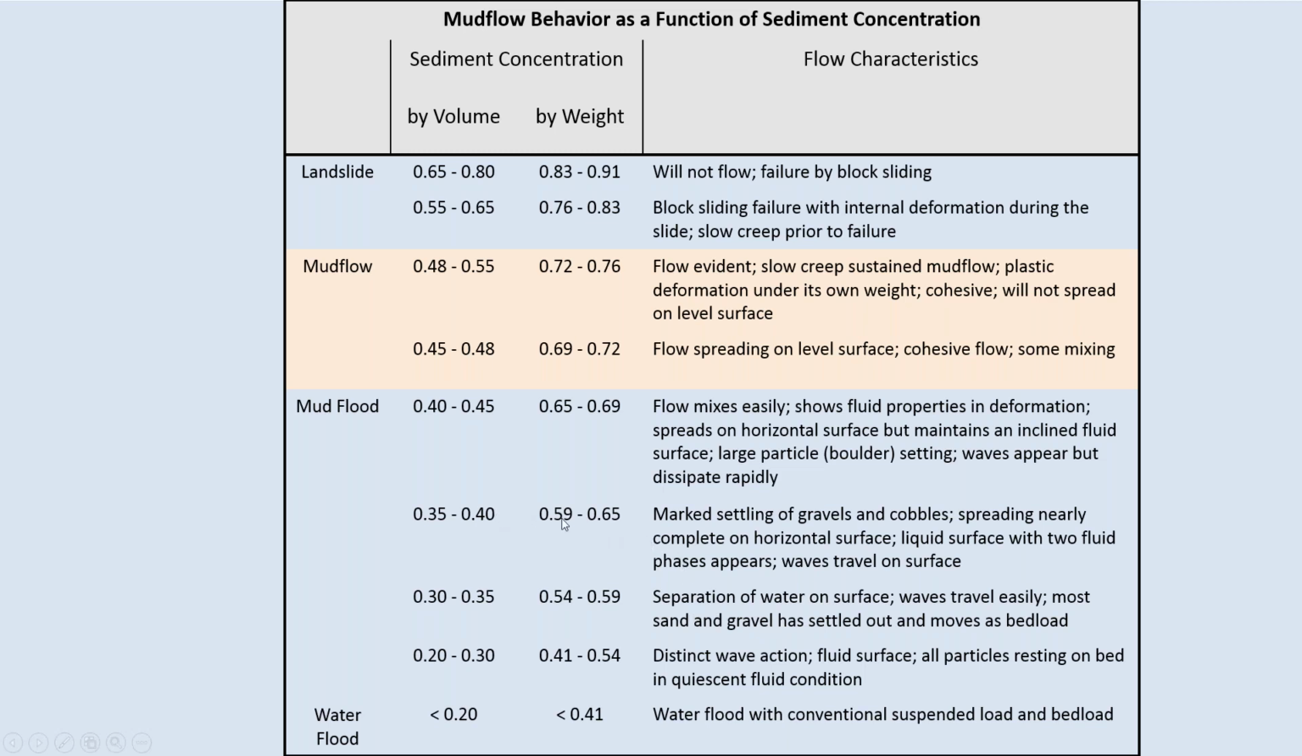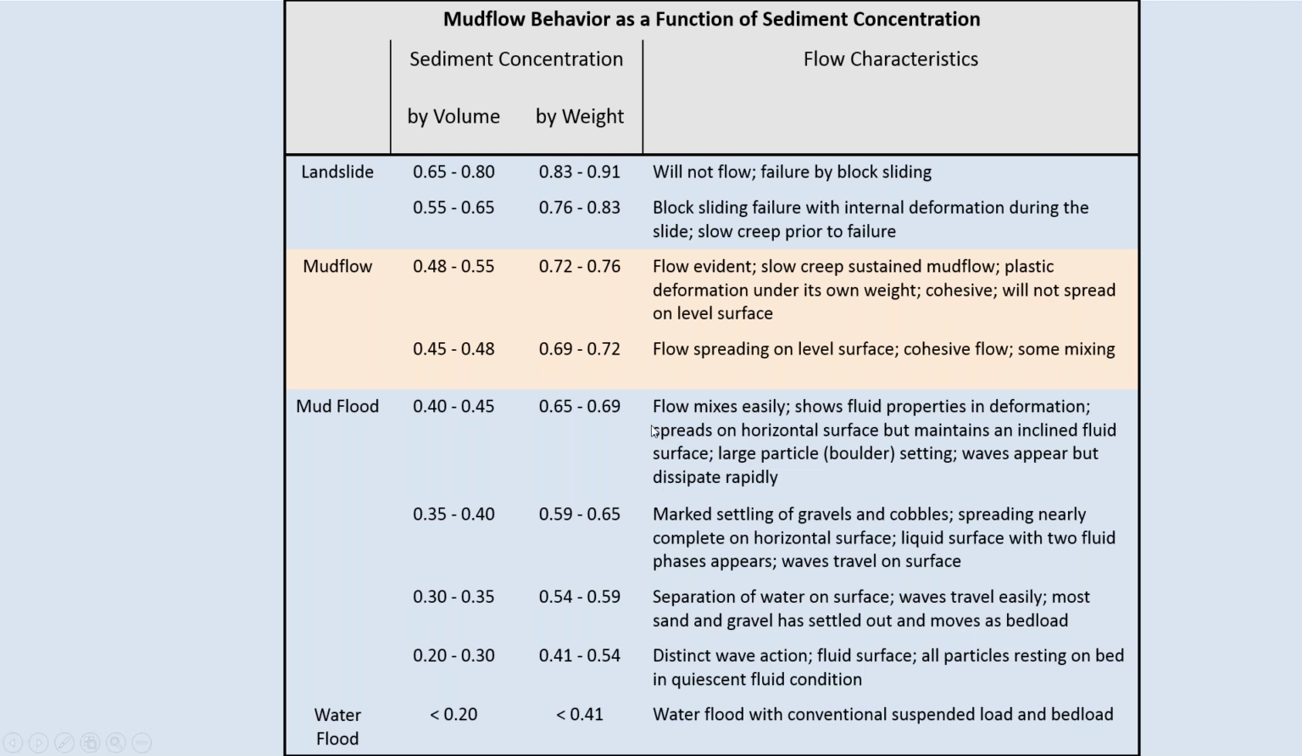When you get to 40% and higher, you have a marked settling of gravels and cobbles, and mostly an even or uniform spreading on a horizontal surface. It's still a liquid surface, though, with two phases of fluid. You can see that, and the waves will travel on the surface fairly easily. Finally, as you get to the upper end of what I consider to be still a flooding event, the flow mixes easily, shows fluid properties and deformation, spreads on a horizontal surface, but can maintain an inclined surface.